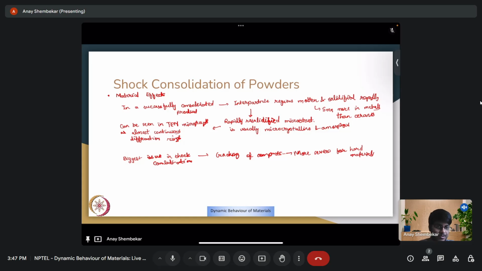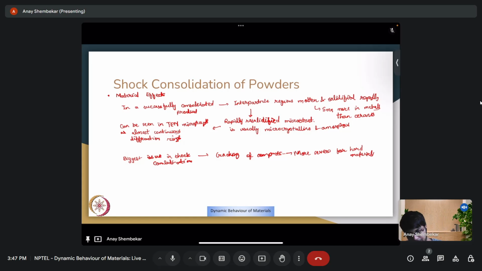So if you can start off with powder and then use some sort of consolidation, not necessarily shock, to bring the material together, then you have a unified structure made out of that hard material. So that cracking of compacts is a bit of a problem.